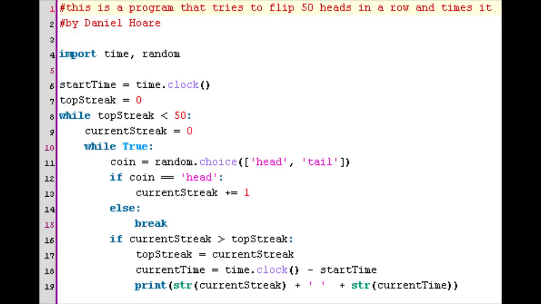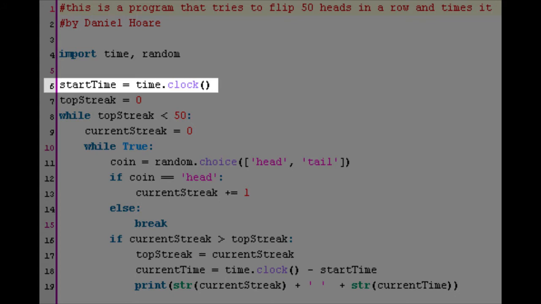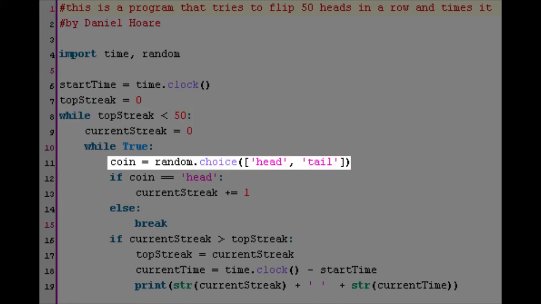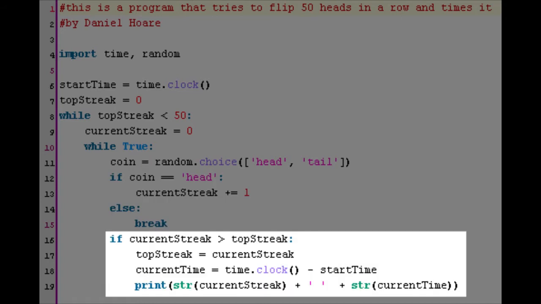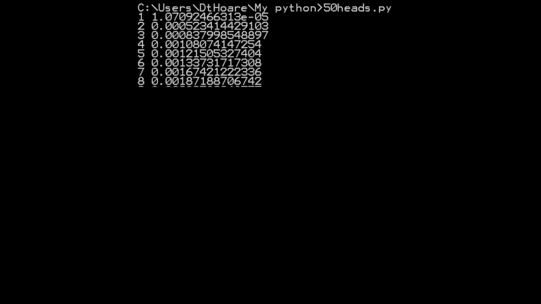This is the code to my experiment. It begins by recording the start time. Then, while our longest streak of heads is below the target value of 50, it flips coins. The coin flipping is actually a random choice between two options of head or tail. If it turns out to be a head, one is added to the current streak. If it's a tail, we start over again. After every flip, the current streak is checked against the highest streak so far. If it is the new highest streak, it prints out the streak length and the time it took to achieve that streak. Let's run the code and see what happens.